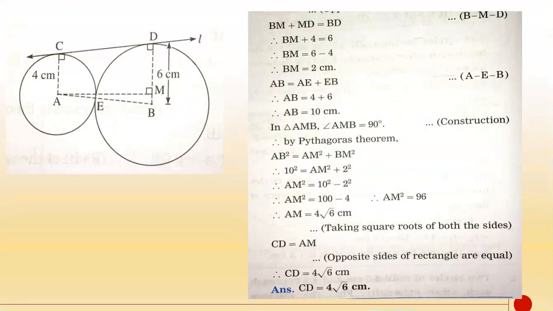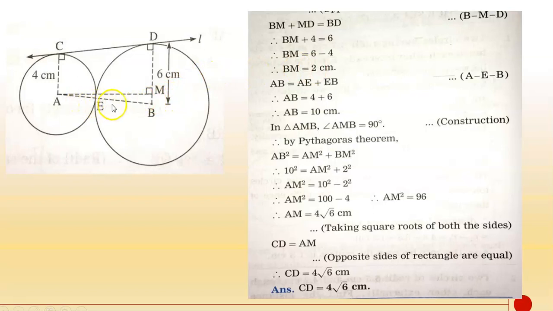Next, have a look over here on this particular line. BM plus MD is equal to BD, this entire line. But I know that MD is 4 centimeters and the entire BD is 6 centimeters. From here I can find BM. So this is what I have done over here. BM plus MD is equal to BD, and from here I get BM as 2 centimeters. So my BM is 2 centimeters.